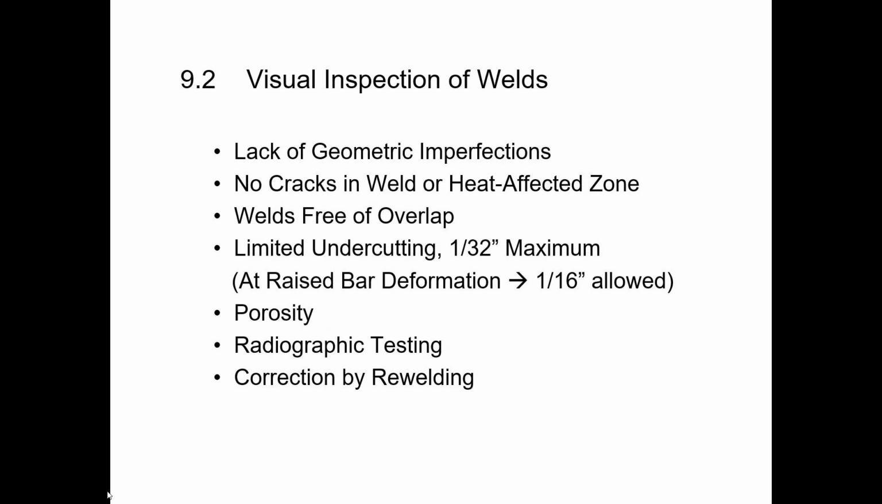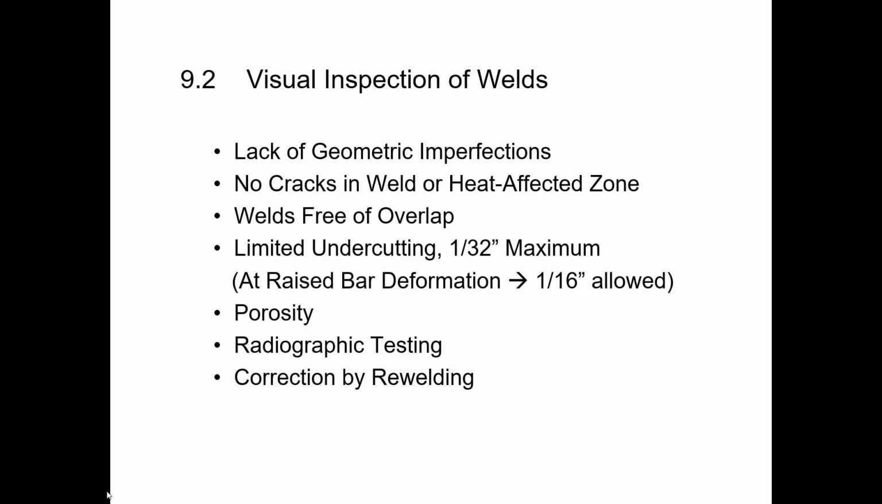But we're going to want to limit the undercutting to a maximum of 1/32nd of an inch. If that undercutting occurs at a raised bar deformation or a rib, then you can go as much as 1/16 because you got that extra dimension there because of the rib. You're looking for porosity, so you want to make sure you don't see what look like almost air bubbles or kind of look spongy.